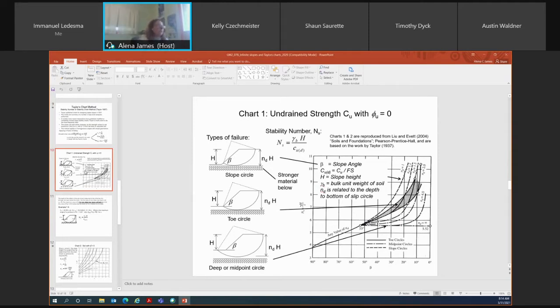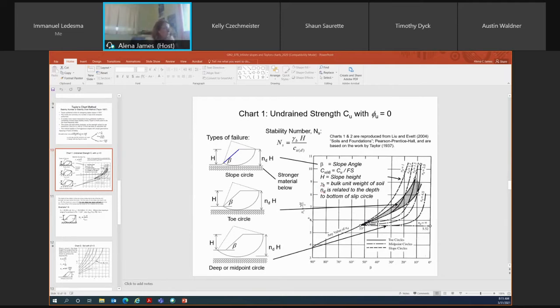The chart is shown on the right-hand side of the screen, and you can use this chart for different types of slope failures. If you have an undrained slope with an undrained shear strength, there are 3 different types of failures. You could have a slope failure, which means that your failure surface daylights somewhere along the slope face. If you see here, this line in blue, your slip surface will daylight somewhere along that line in blue. So that is a slope circle. That is one type of failure.